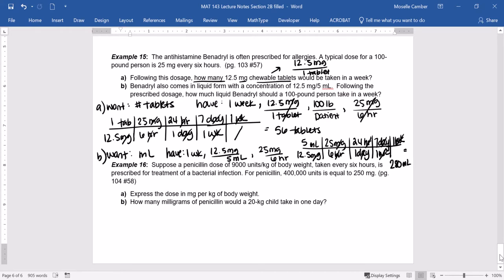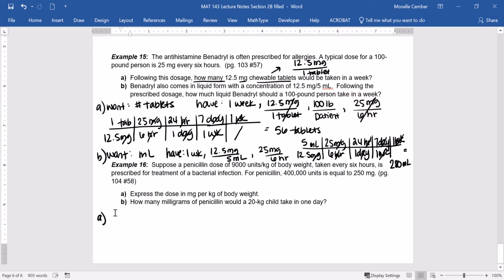Alright, last example. Suppose a penicillin dose of 9,000 units per kilogram of body weight, taken every 6 hours, is prescribed for treatment of bacterial infection. For penicillin, 400,000 units is equal to 250 milligrams. So express the dose in milligrams per kilogram of body weight.